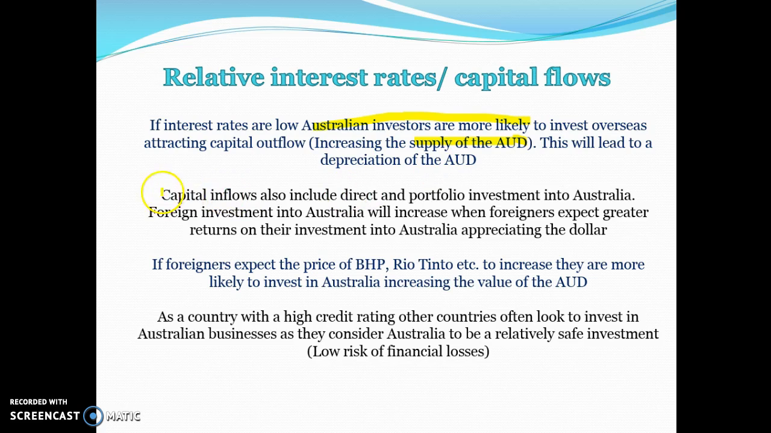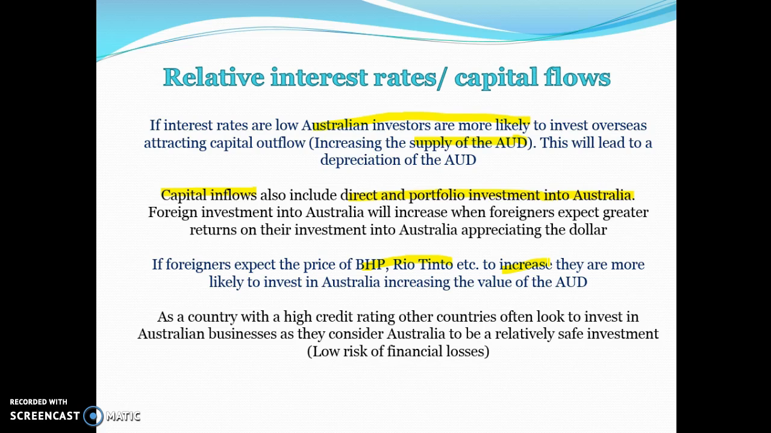So capital inflows, it's not just putting money in foreign banks, it also includes direct and portfolio investment. So when foreigners expect greater returns on their investment, they will increase their investment in Australia, and that will appreciate the dollar as well. If foreigners expect the price of BHP and Rio Tinto to increase, they're more likely to put their money into Australian shares, and that again will increase the demand for the Australian dollar.